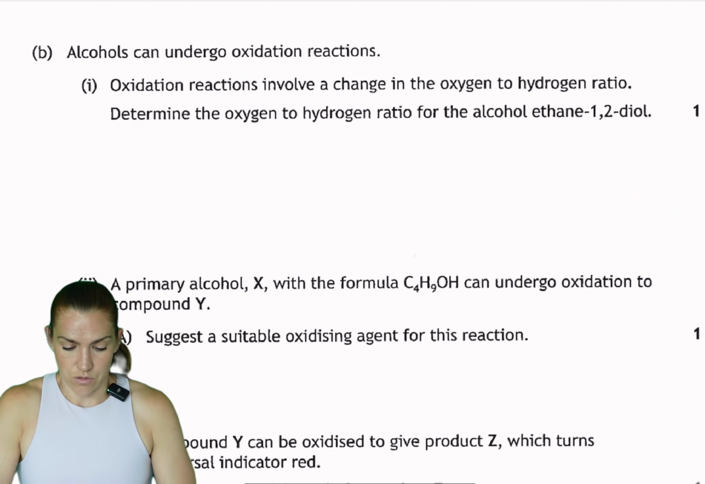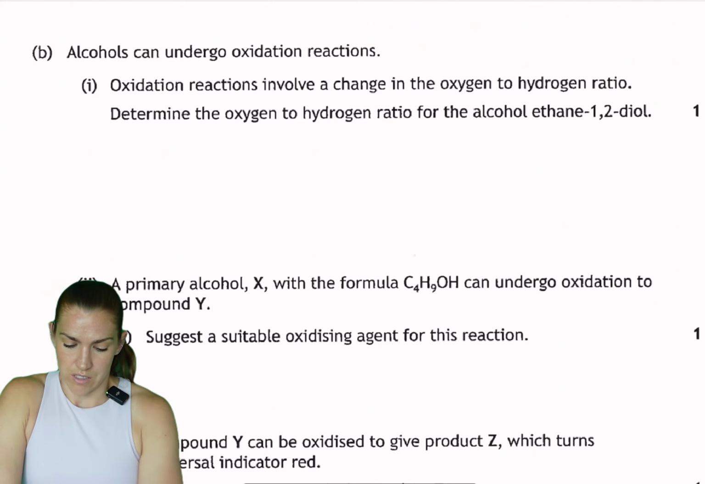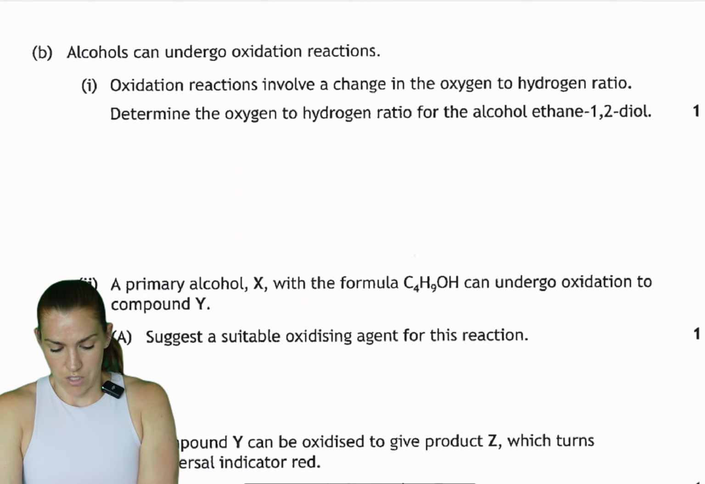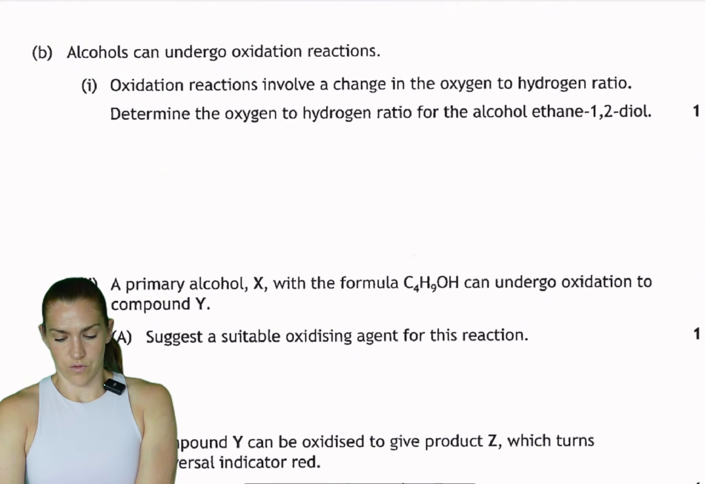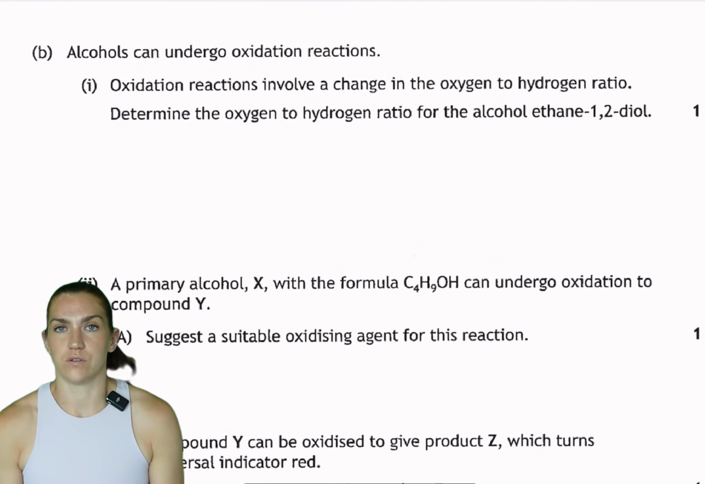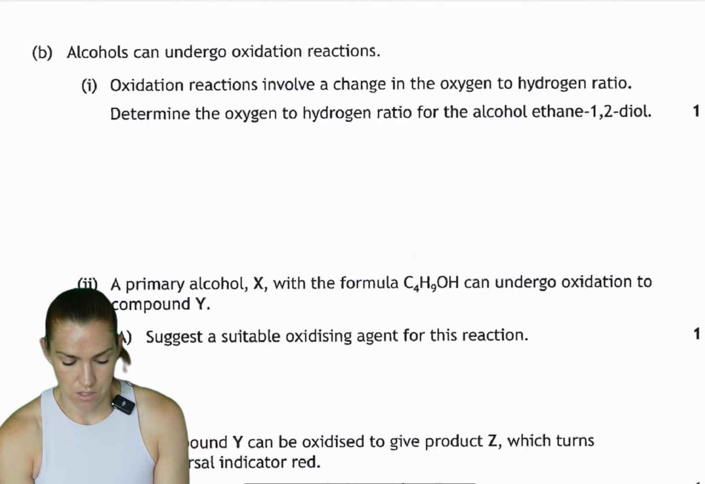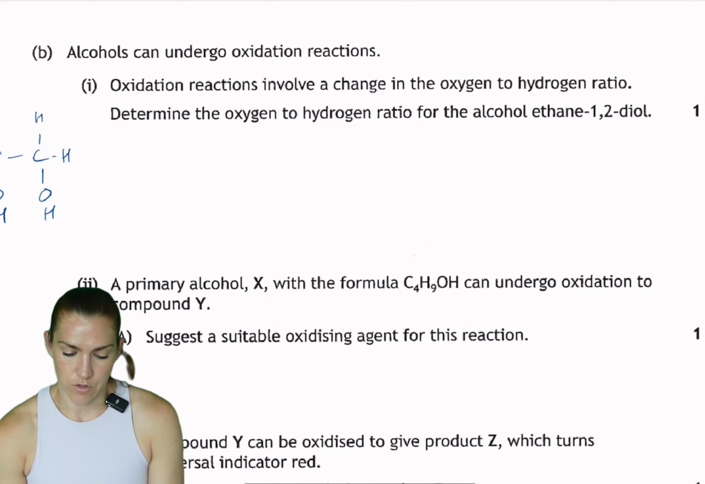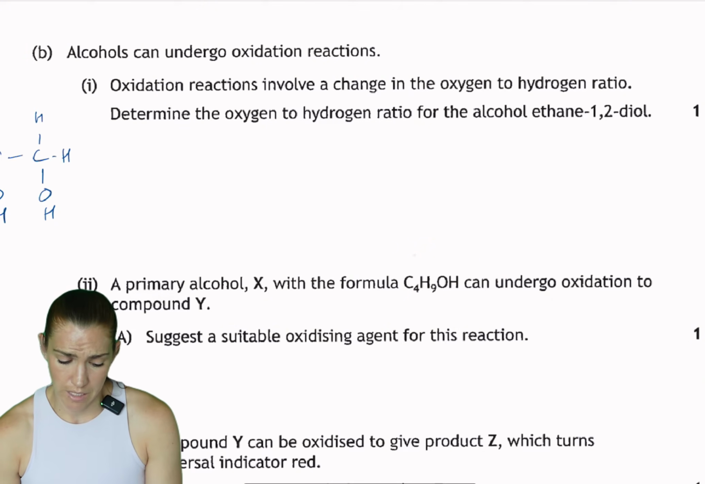Then alcohols can undergo oxidation reactions. Oxidation reactions involve a change in the oxygen to hydrogen ratio. Determine the oxygen to hydrogen ratio for the alcohol ethane-1,2-diol. So it's probably a good idea to sketch this out. Ethane's 2 carbons, and if it's a 1,2-diol, it means it's going to have 2 hydroxyl groups, and then everything else will just be hydrogens. So then once you've got your picture, you can just count them up.